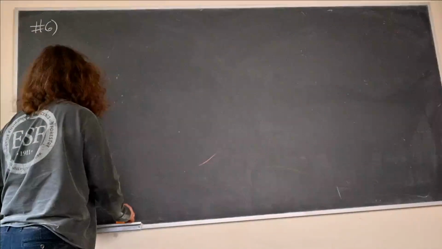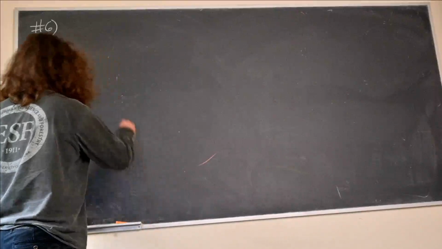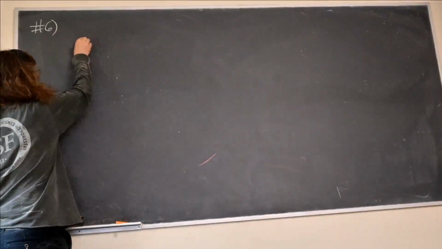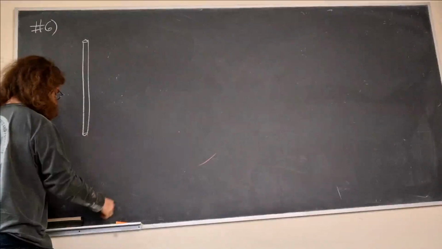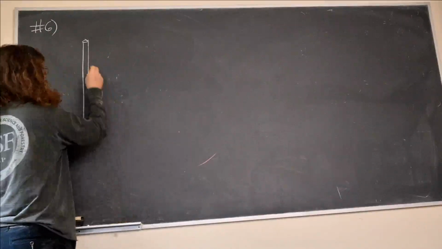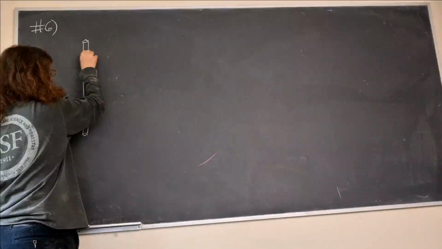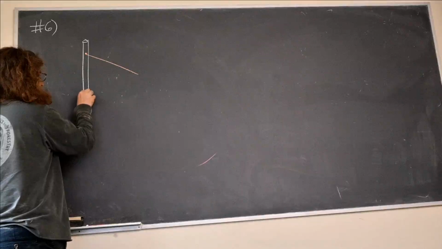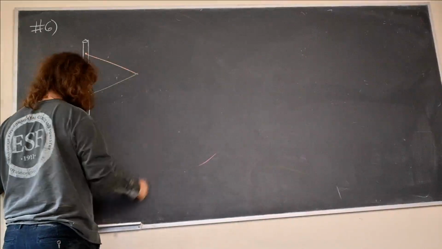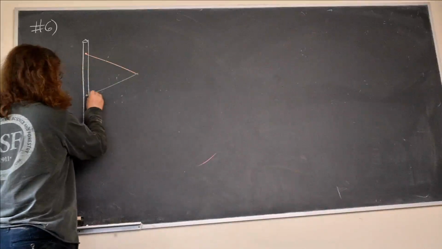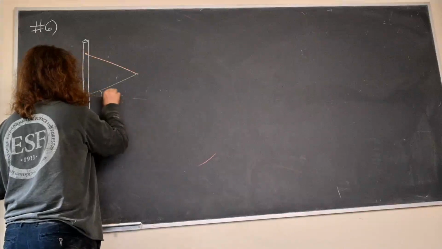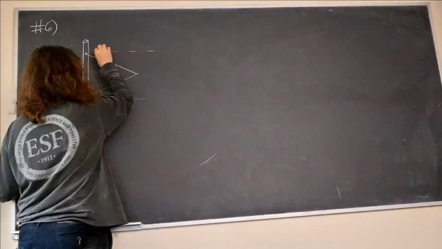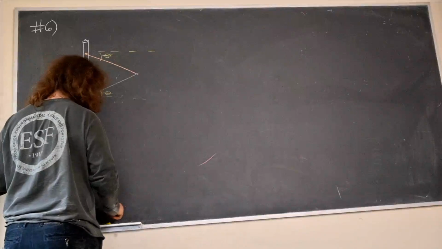Hi folks, this is problem 6 on the practice exam. So in this problem, we have a pole that's fixed here with two strings tied to it. We have an upper one and a lower one. And they both make an angle theta with the horizontal. It's the same angle on both.